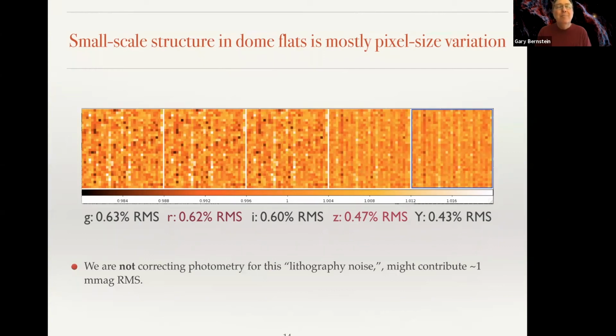But we pretty strongly believe that this is not a QE change. This is just variations in the size of each pixel due to what I'll call lithography noise in the device. And so this is real, it's here. As you can see, it's a fraction of a percent RMS, particularly in the bluer bands where the pixels are shallower. And there's some thought to go into whether it's maybe better not to use dome flats at all. That's the point of discussion, because you're adding this form of noise into your calibration that wasn't there to start with.